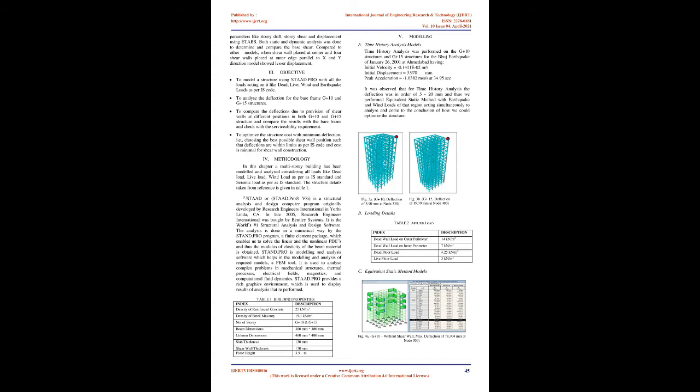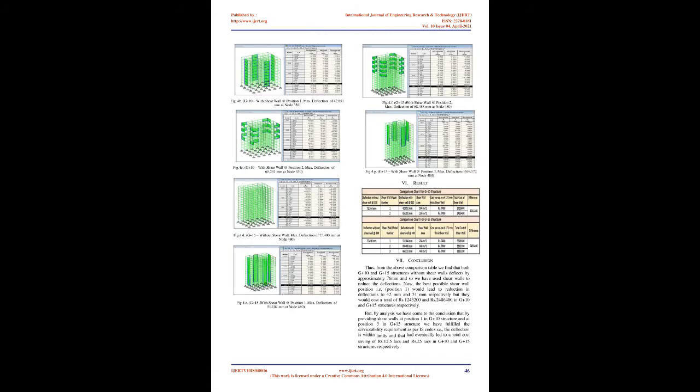E. Shahzad Jamil Sardar et al. Fig. 2. Effective position of shear wall. Modeled a 25-story building in zone V and analyzed by changing the location of shear wall to determine various parameters like story drift, story shear and displacement using ETABS. Both static and dynamic analysis was done to determine and compare the base shear. Compared to other models, when shear wall was placed at center and 4 shear walls placed at outer edge parallel to X and Y direction, the model showed lesser displacement.